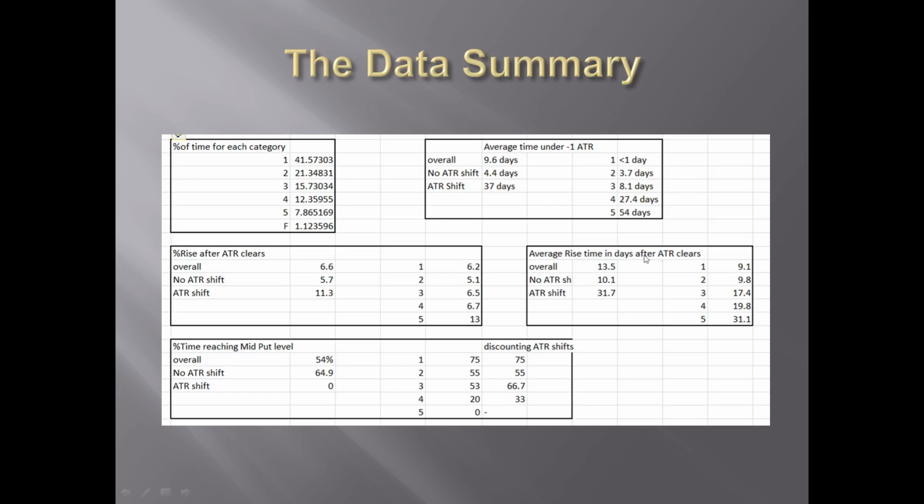And then rise time: the longer the event that occurred, the longer it takes to get to its end time. And then how often do we reach the midput? Well, for the category 1s, it's actually 75% of the time, and the 2s 55% of the time. So whenever you're trying to figure out what kind of interaction you have in real time, odds are it's going to be a category 1 or 2, based on the fact that it's almost 63% of the time.